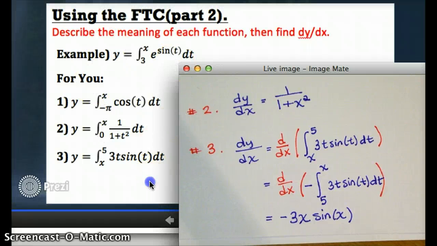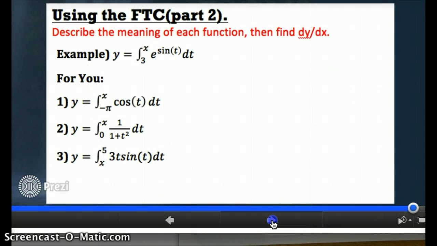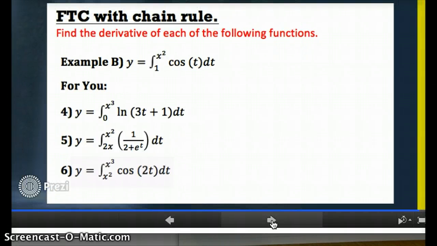Let's take a look at one last type of problem. And since I'm out of time in this video, I'm going to do these last examples in another video. It'll be very short, but it's really important that you don't neglect to watch the second one.